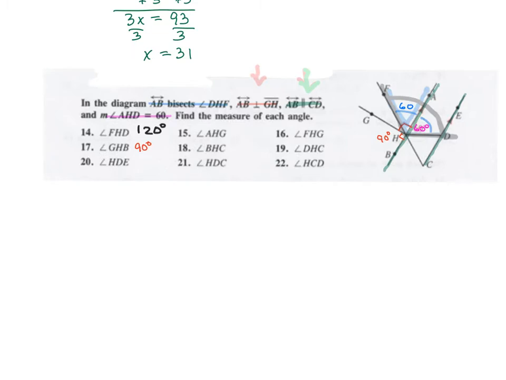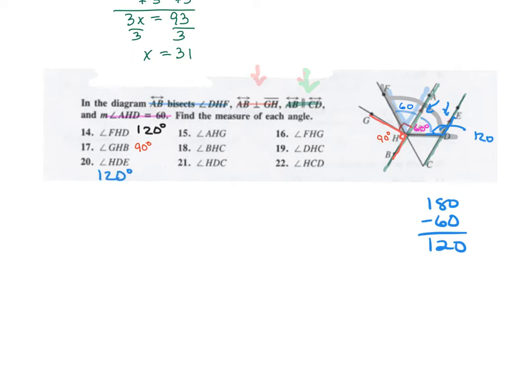Now GHB was given to me from the beginning because of the perpendicular lines, and GHB is right here, and I can see that it's 90 degrees. Then my next question is asking for HDE. So HDE is over here, this angle, and we have the green parallel lines, so I know that this angle and this angle are same side interior, they're supplements. So if I do 180 minus 60, I know that HDE, this angle right here, is 120.